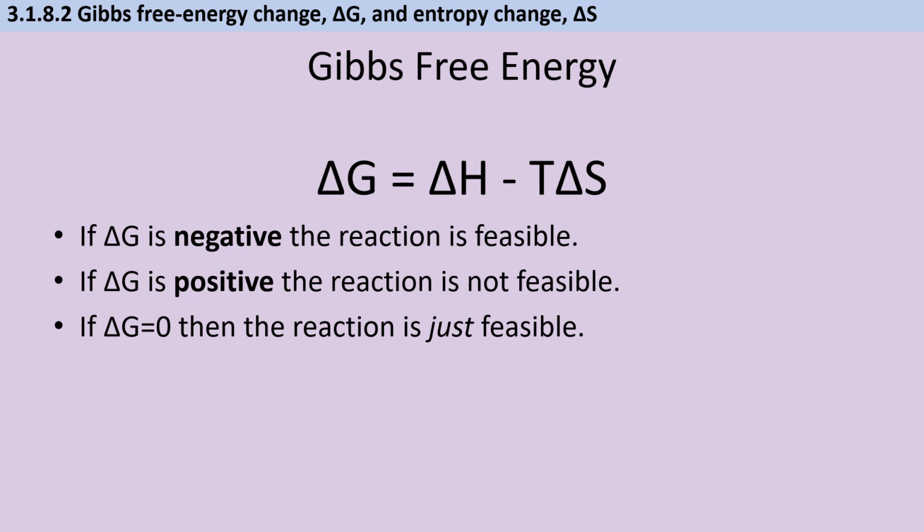When delta G is less than 0, the reaction is feasible. When it's greater than 0, it's not feasible. And crucially, the point at which it's exactly 0 is when it becomes feasible. So we're going to use this a lot in our calculations.